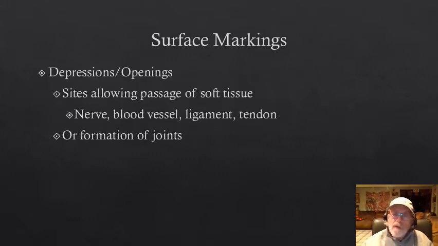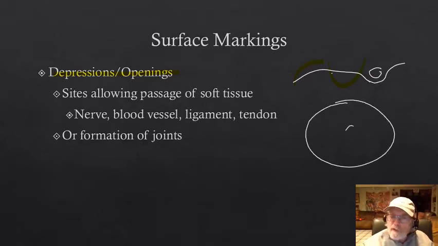Now, what are depressions or openings? Again, these are either gaps or a trough in a bone. Let's say a bone was like this. Sometimes you'll have another part of the bone that has a little trough in it. Well, what's that trough for? Sometimes a tendon runs through it. Sometimes we'll have a bone and there'll be a hole inside the bone. Something's going to go through it.